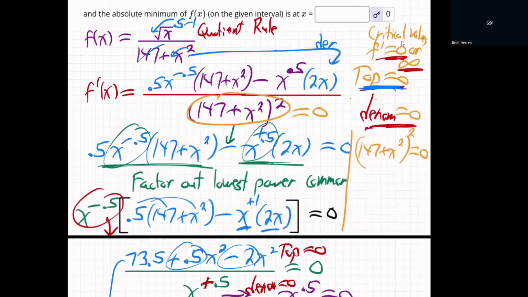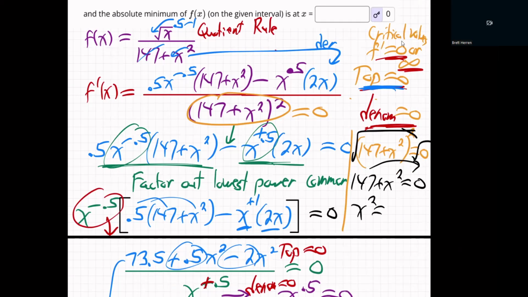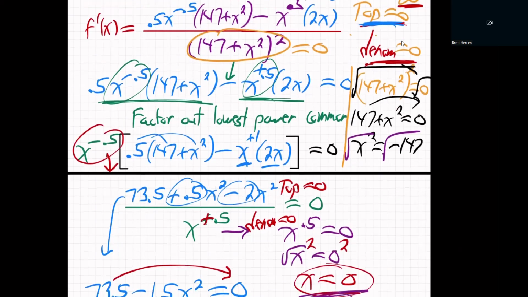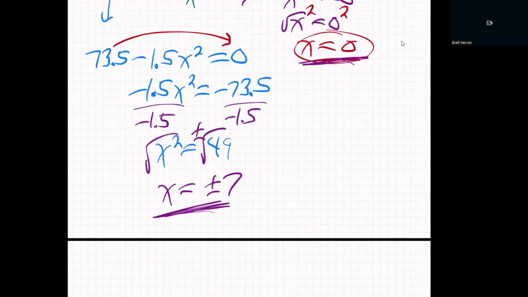That was hard. And now the original denominator, well, that's super easy, because if you just square root that, get rid of that 2, you get 147 plus x squared is just 0. You just get rid of that 2, and then move that 147 over. x squared is minus 147, okay? And then if you square root it, you can't do that. You can't have the square root of a negative number. That's imaginary. So there are no real answers there. We're done there.